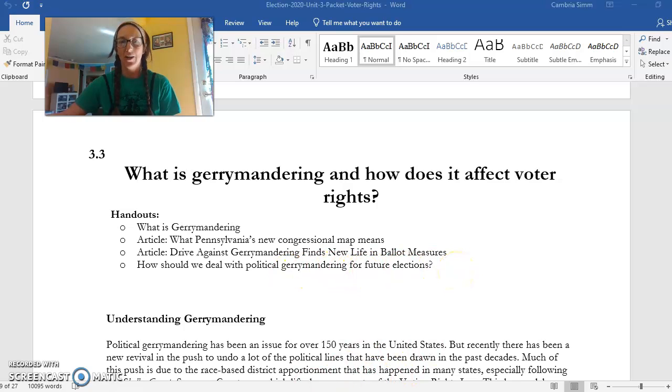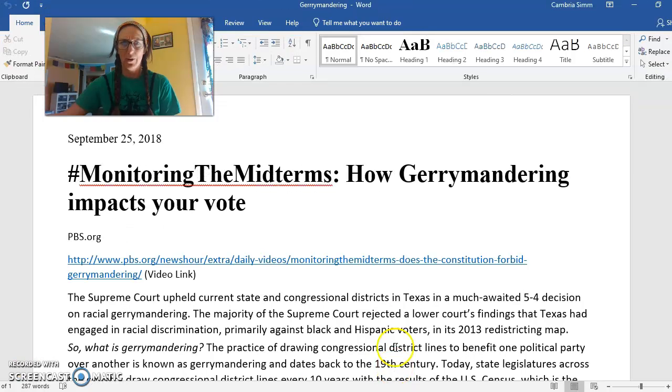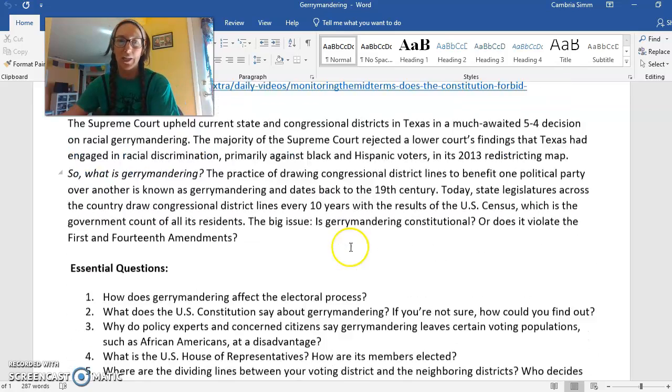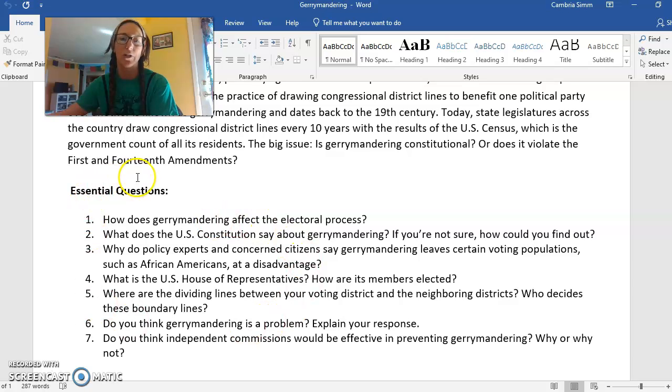Also, I've attached this document to get you going. Hashtag monitoring the midterms. It was from the midterm elections in 2018. How gerrymandering impacts your vote. And it's got a short synopsis here with a couple of questions. These are essential questions that you can keep in mind when you're writing your half to a whole page response on this issue. So we're going to treat it just like a homework assignment. I want a half-page response minimum to things that you read in these articles so we can discuss them together.